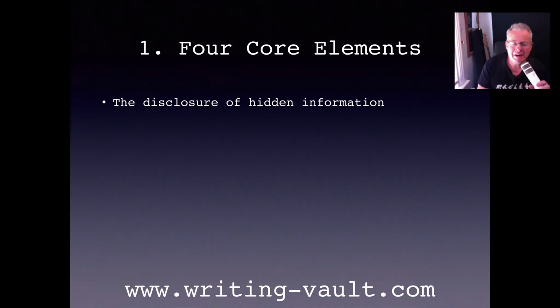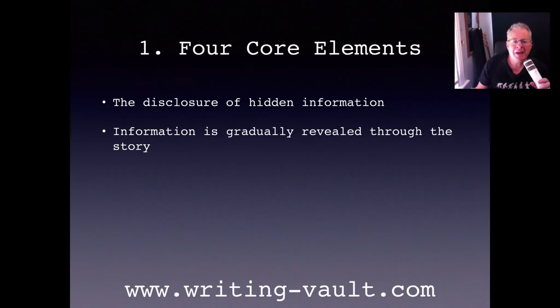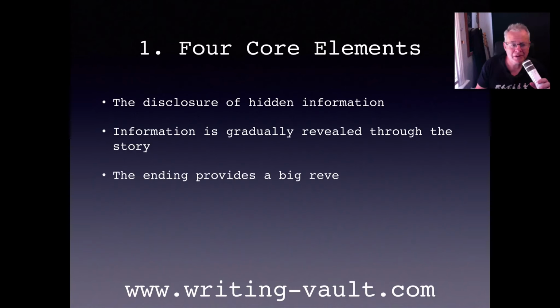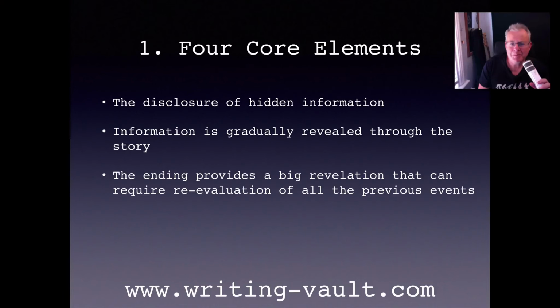So the 4 core elements of the revelation story: it concerns the disclosure of hidden information. That information is gradually revealed through the story and through the story events. The ending usually provides a big revelation, and that can require the reader to really evaluate all of the previous events in the story. There are a couple of film examples that are great examples of this that we'll come to in the 4th part of this video.